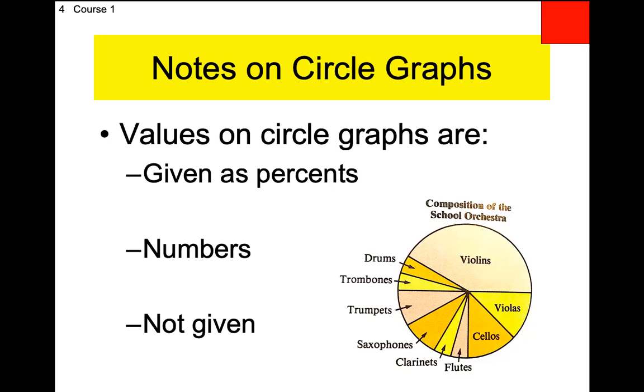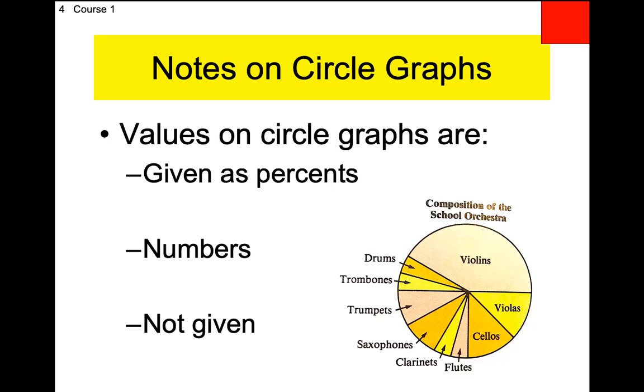Notice drums and trombones, those pieces look to be exactly the same. I don't know. There's no numbers there. I can't tell. So when you choose to omit the numbers, well, you kind of leave it up to the reader of your graph to make some assumptions. I mean, I truly don't know if there's the same number of drums as there are flutes, but the pieces kind of look to be about the same.